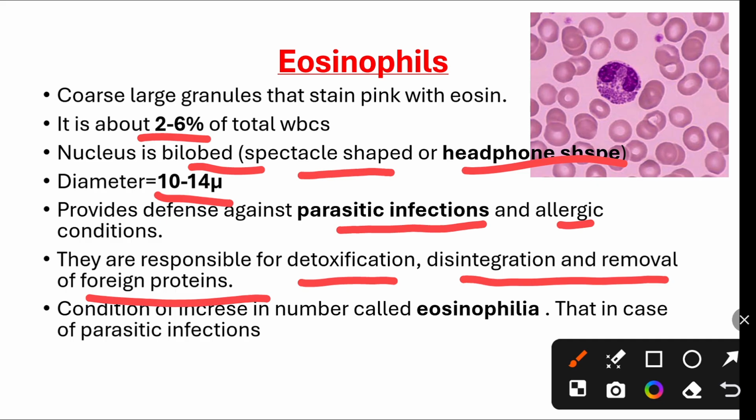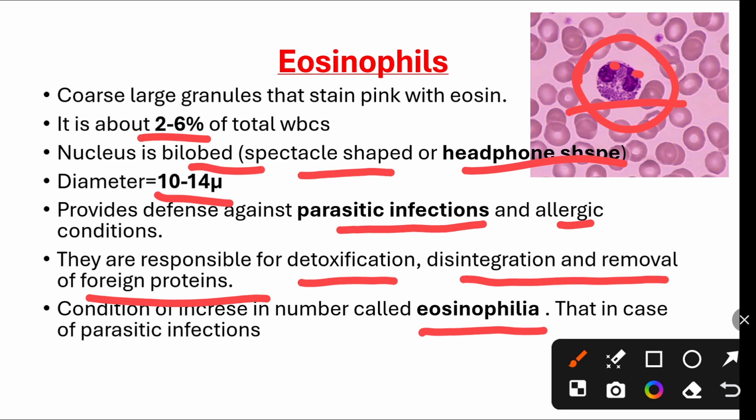The condition of increasing the number is called eosinophilia, which is in case of parasitic infections. Here is the microscopic picture of eosinophil, that is, it is like a headphone shape or spectacle shape, which is bilobed nucleus.